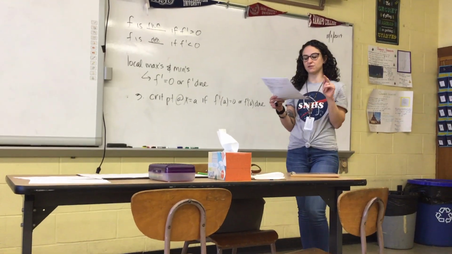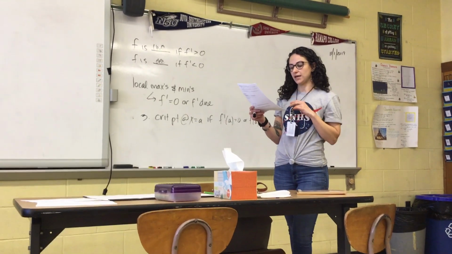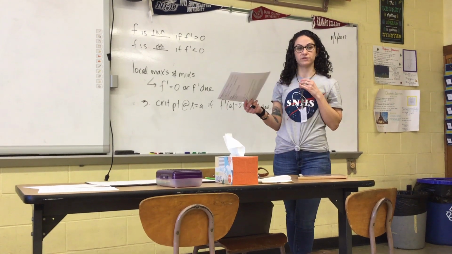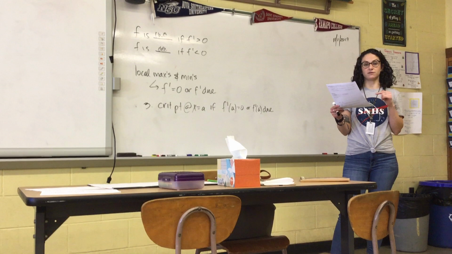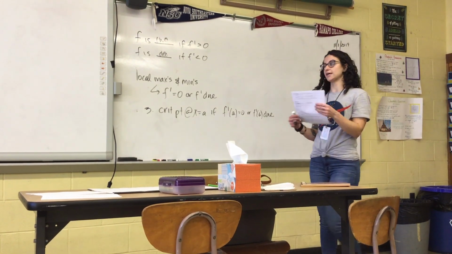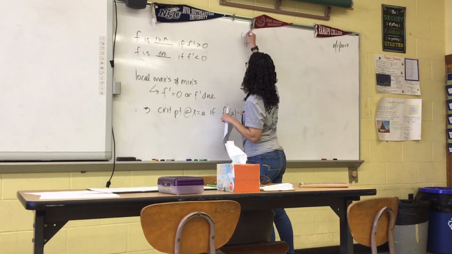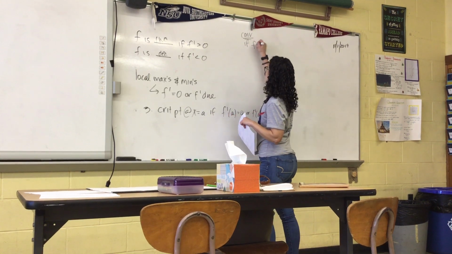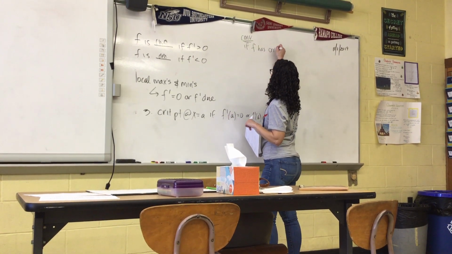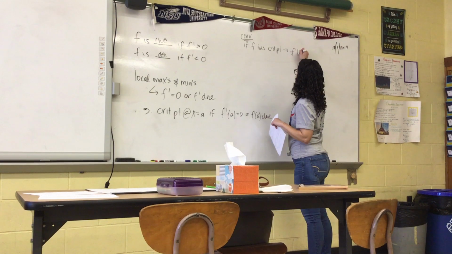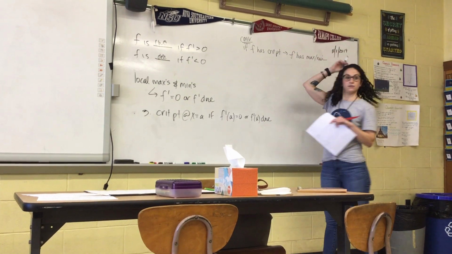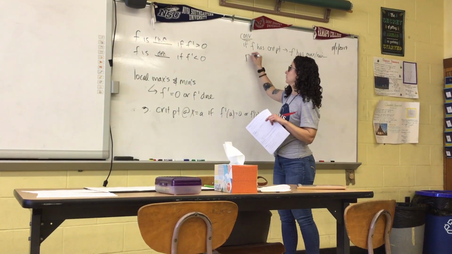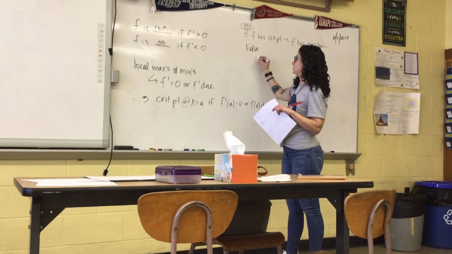There's a theorem there. It says that if f has a local max or min at x equals a, then x equals a is a critical point of f. So anytime we've got a max or min, we've got a critical point. Is the converse true? The converse would say if f has a critical point, then f has a max or min. Is that true or false? False, right? Why is it false? Give me a counterexample.